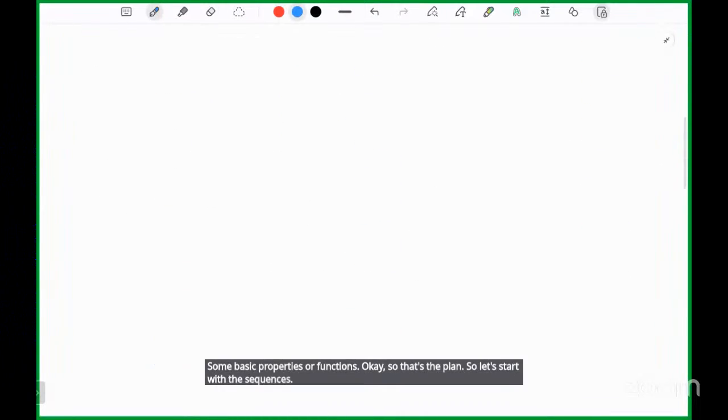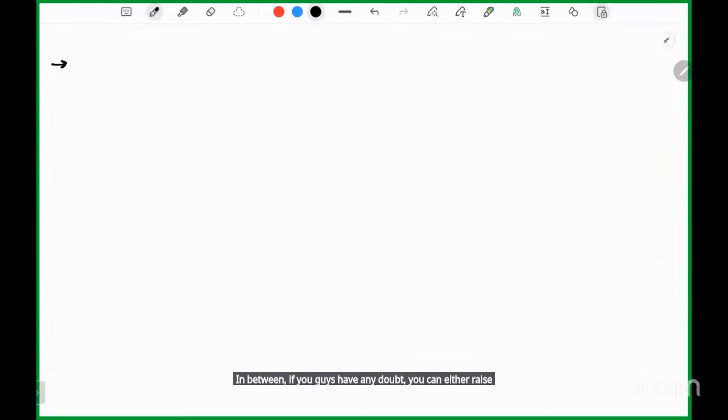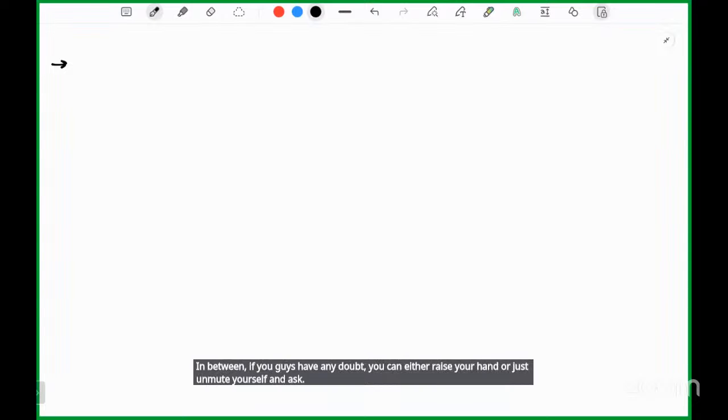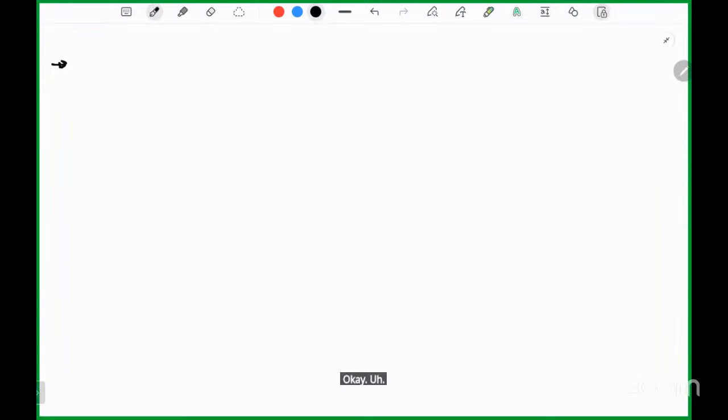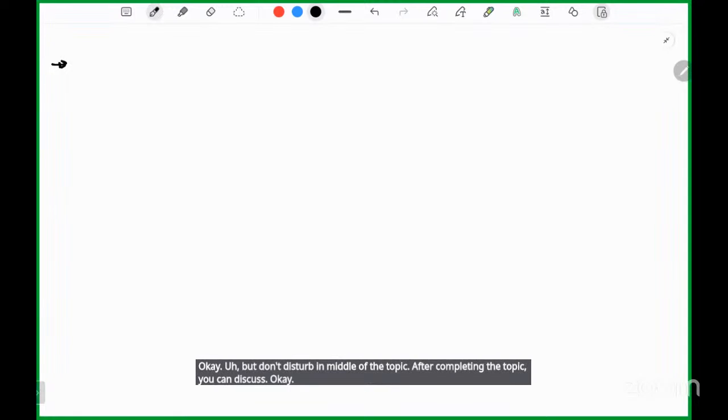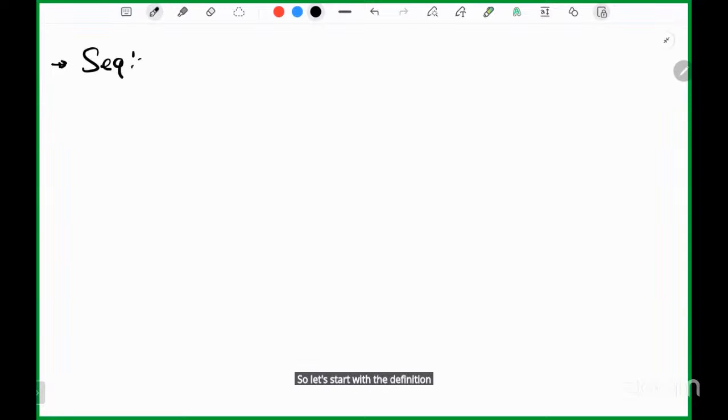But before that, let's understand the definition of a sequence. In between, if you guys have any doubt, you can either raise your hand or just unmute yourself and ask. But don't disturb in the middle of the topic. After completing the topic, you can discuss. Okay, so let's start with the definition of sequence.